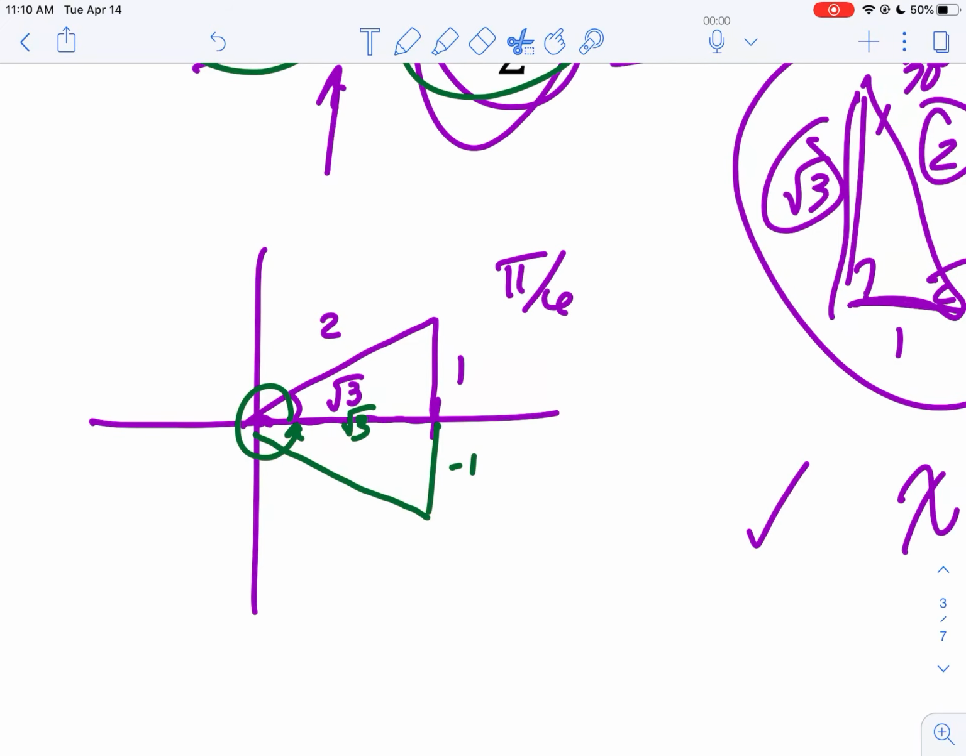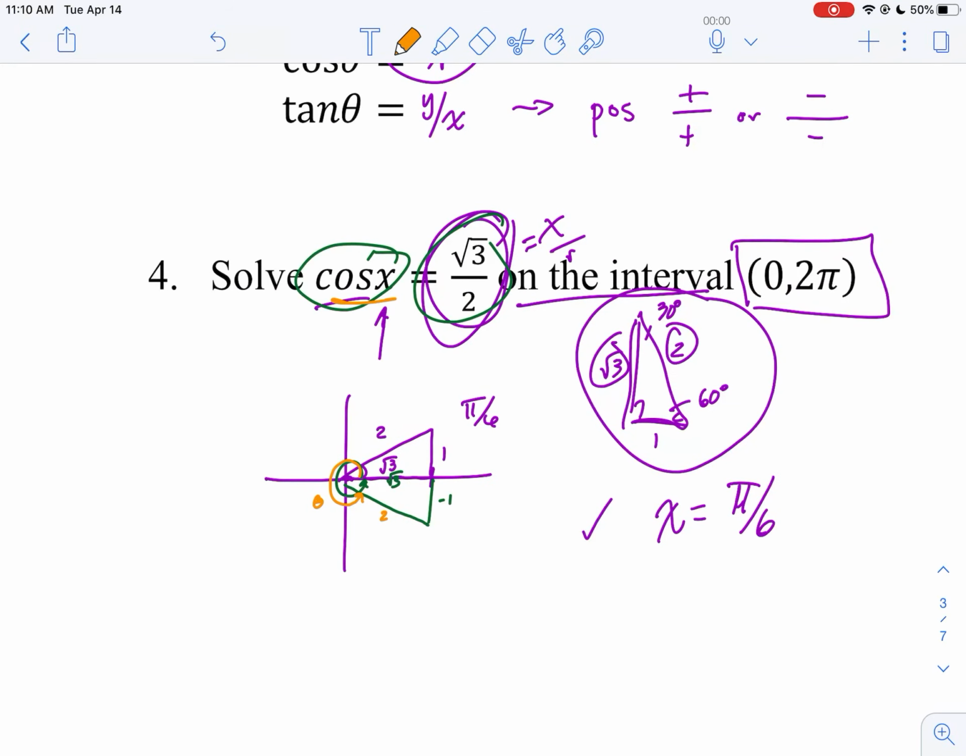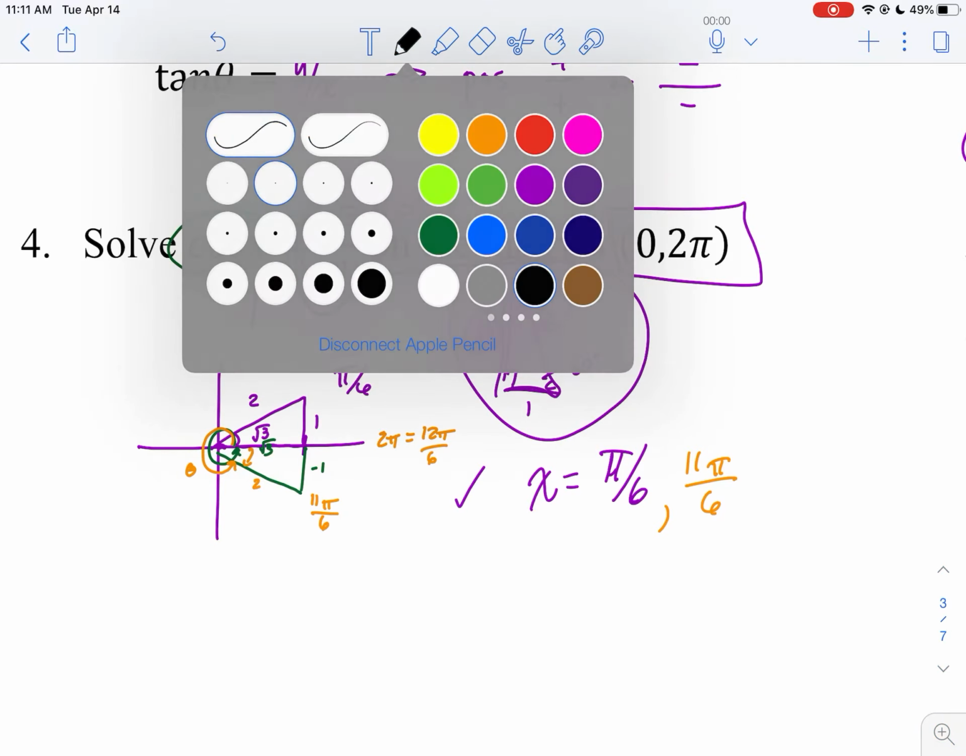All right. So let's do it in a different color then. So from here to here, this angle, theta, is also going to have a place where x, square root of 3 over r 2, gives me a value that's true for that equation. So what is that angle? Well, if this is pi over 6, this is negative pi over 6. If I go all the way around, 2 pi is going to be 12 pi over 6. So this must be 11 pi over 6. And so we have two solutions, pi over 6 and 11 pi over 6.